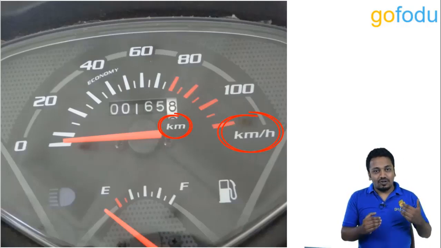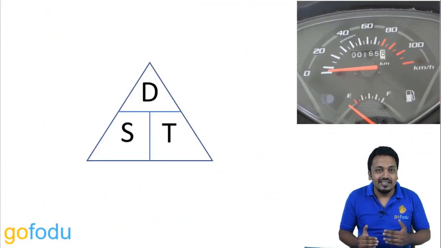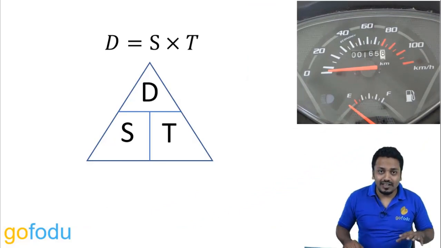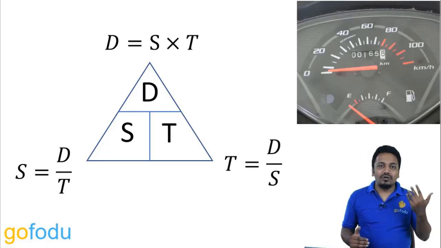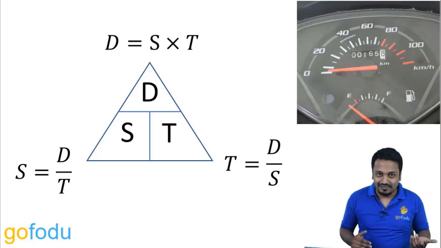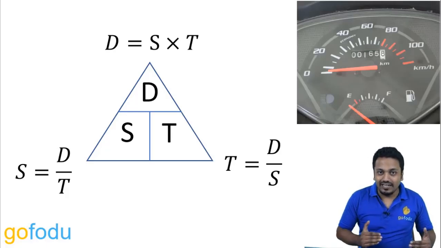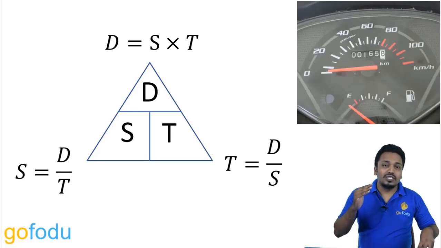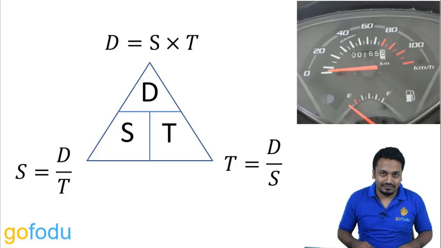So kilometer is for distance and hour is for time, and we can write the formula as distance is equal to speed into time, or speed is equal to distance upon time, and time is equal to distance upon speed. Now all the questions from this topic, I repeat, all the questions from this topic can be solved using just the formula distance is equal to speed into time.